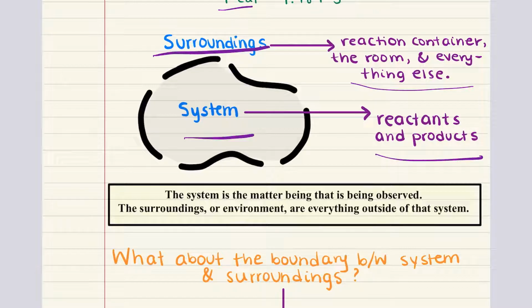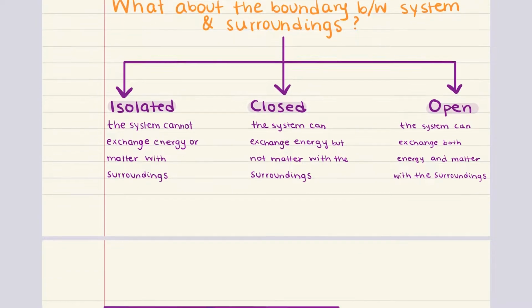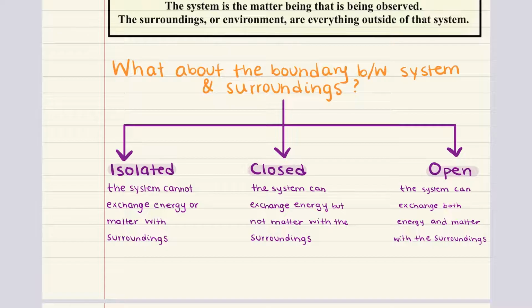In addition to the system and surroundings, we can also discuss the boundary between them. Based on their interaction with the surroundings, systems are typically classified into 3 categories: isolated systems, closed systems, and open systems. Isolated systems, these systems cannot exchange energy or matter with their surroundings. An example of this would be an insulated bomb calorimeter. We're going to discuss this later.